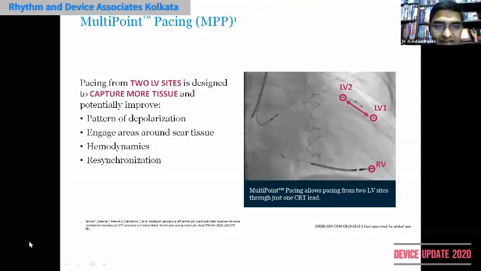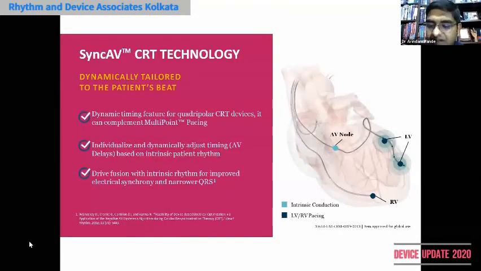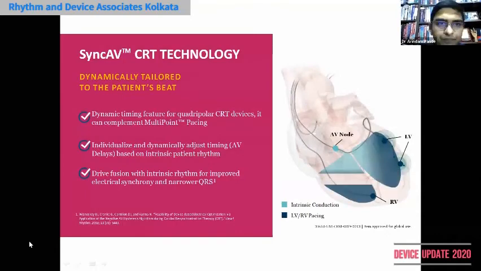It might be very important in multi-point pacing, particularly in patients, as Shomo was mentioning, with ischemic cardiomyopathy, there might be scar tissue. So if we have a quadripolar lead, then we can actually have more permutations and combinations, more options, more vectors. So SYNC-AV CRT technology, I already discussed. I am not going to detail.